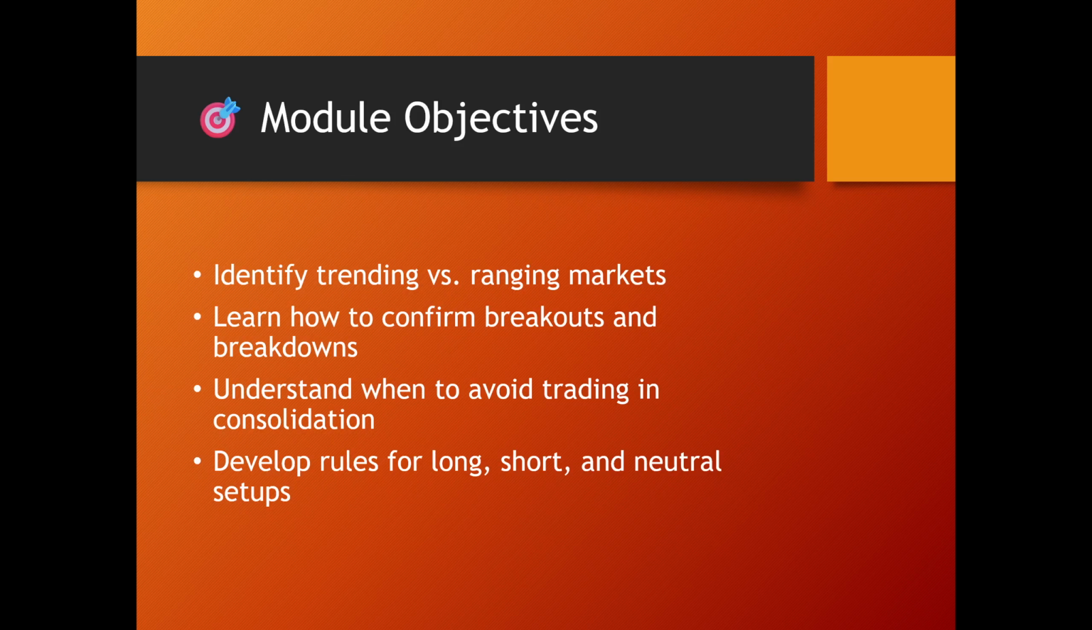So these are the four main objectives for this module. We want to differentiate between trending and ranging markets. We want to confirm valid breakouts and avoid false signals. We want to understand how to identify range conditions, and we want to develop a framework for deciding when to go long, short, or stay out.